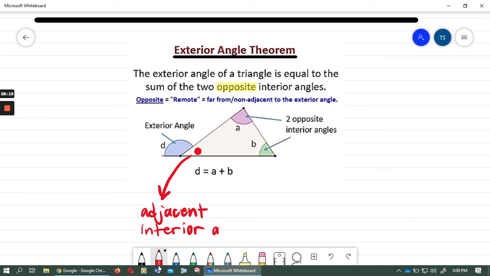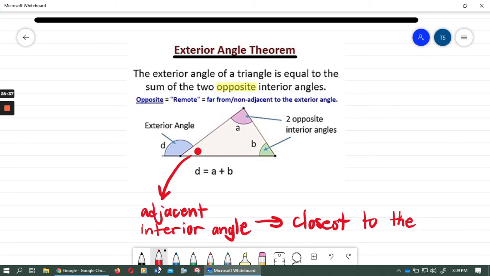Okay, that adjacent interior angle that's the closest to your exterior angle, we're not talking about that one, okay? The one that's the closest to the exterior angle, that's literally adjacent to the exterior angle. We're not talking about that one. We're talking about the other two interior angles. Y'all get what I'm saying, right?